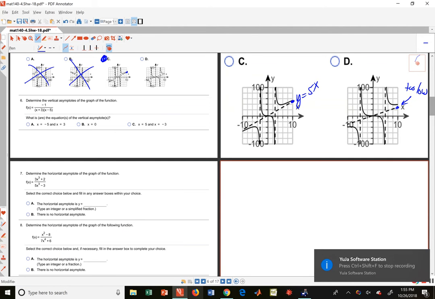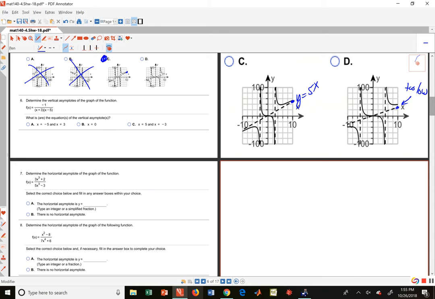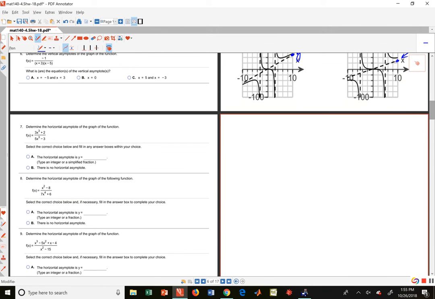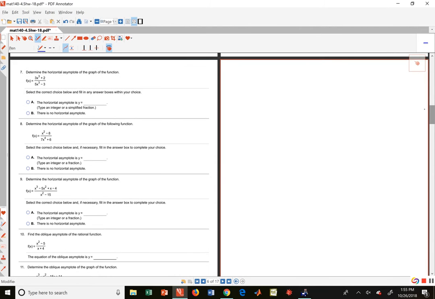All right, I want to keep going with our asymptotes. We need to clear up exactly when you have horizontal, when you have oblique, when it is y equals 0, and when it is something else. Maybe we'll get some contrast here. So let's go on to number 7.